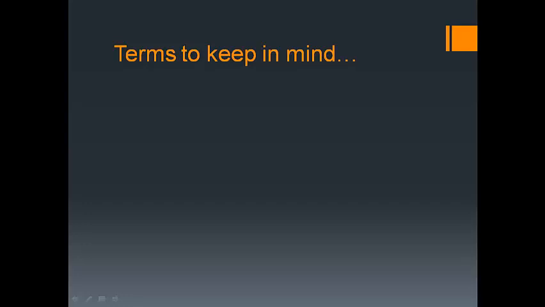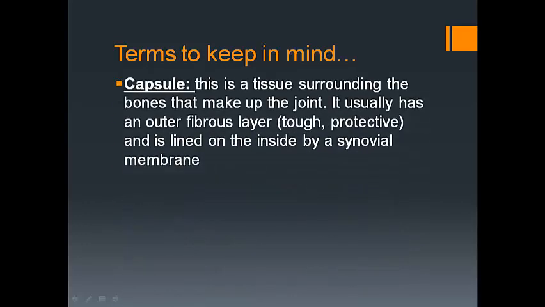There are also certain terms to keep in mind when you're studying joints. These are going to come up a lot. So you're often going to hear about the capsule of a joint. Again, this just applies to any joint. The capsule is generally the tissue that surrounds the bones that make up the joint. So if you've got two bones together, they have a layer of tissue surrounding the parts that make up the joint. And usually the capsule has an outer fibrous layer to be tough and to protect the joint. And on the inside, it's usually lined by a synovial membrane, which is usually smooth, and so that will obviously facilitate movement.